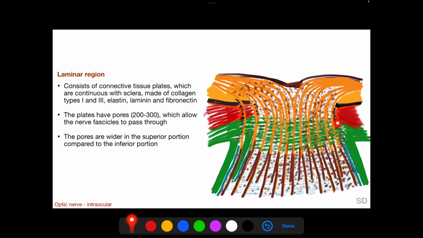The laminar region consists of connective tissue plates which are continuous with the sclera and are made up of collagen types 1 and type 3, elastin, laminin and fibronectin. The plates have ports, 200 to 300 in number, which allow the nerve fascicles to pass through. The ports are wider in the superior portion of the ONH compared to the inferior portion of the ONH.